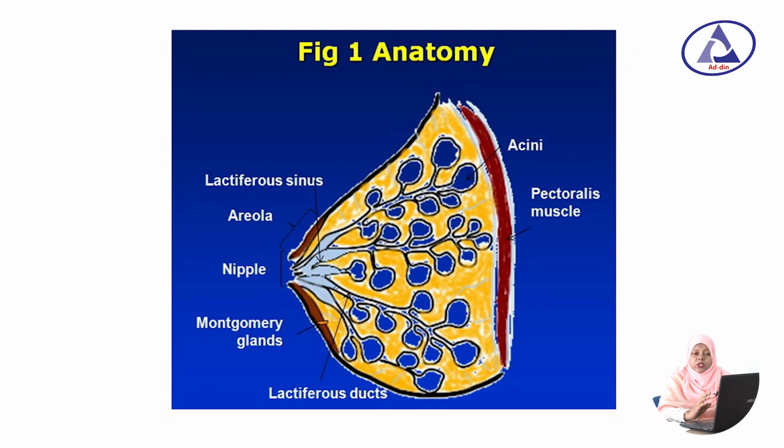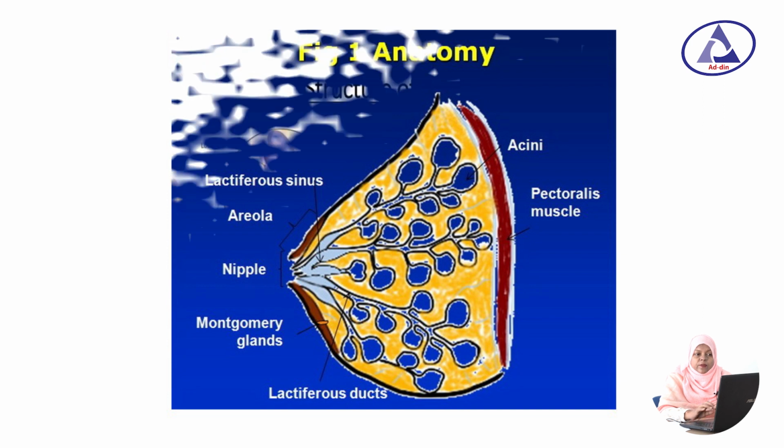Now, here is a picture showing the basic structure of the parenchyma of the breast. The main formation of the milk occurs in the acini, then there is a ductules, then there is the lactiferous duct, lactiferous sinus, and that is the nipple. So, this is the main basic structure.